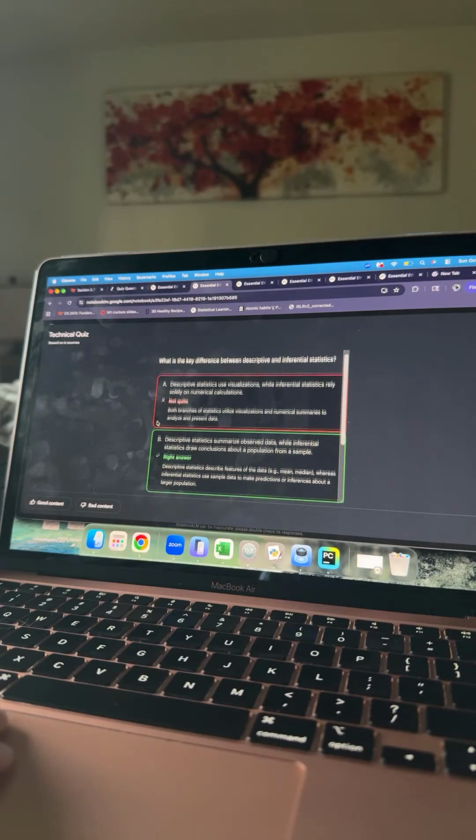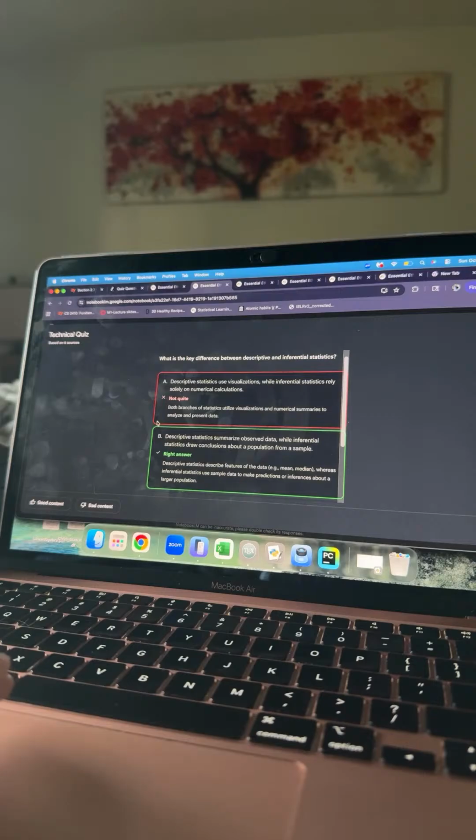So let's try to remember the key difference between descriptive and inferential statistics, shall we? So what is it? Descriptive statistics summarize observed data, right? You observe and then you describe. While inferential statistics draws conclusions about a population from a sample.